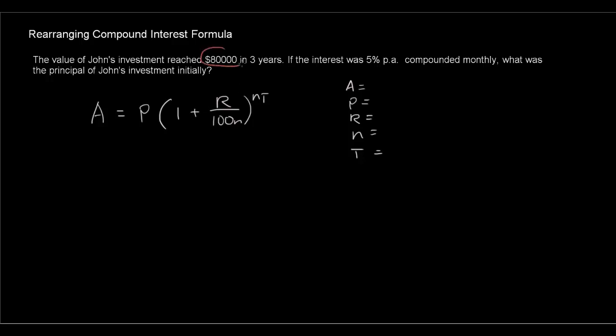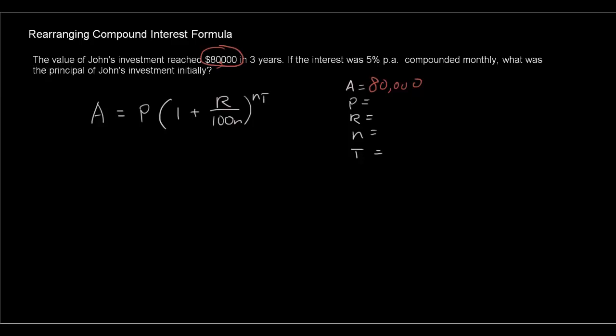So $80,000, I keep saying 800, I really should put a comma there next time. So $80,000, that is the final amount. So that's A equals 80,000. 3 years is the time.